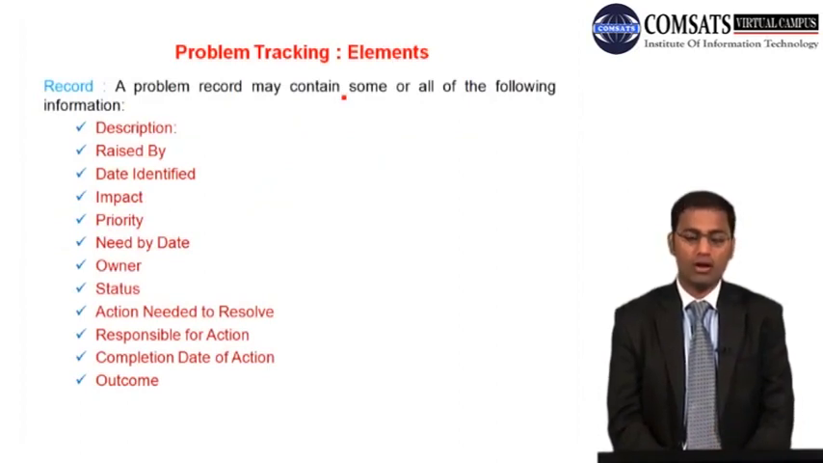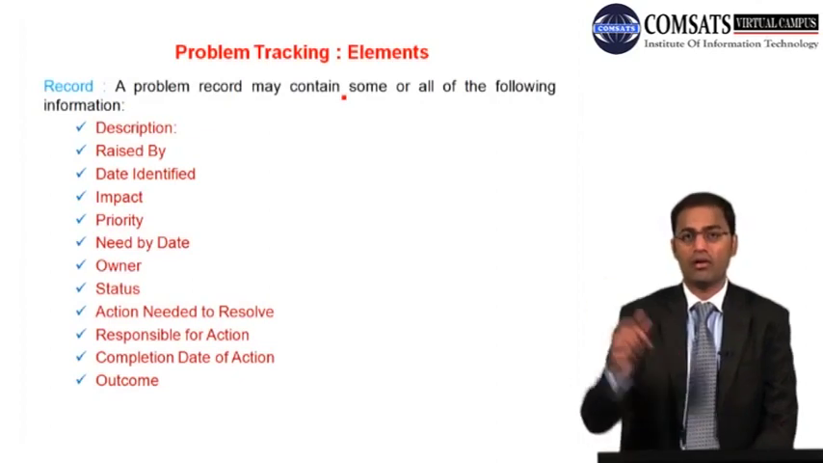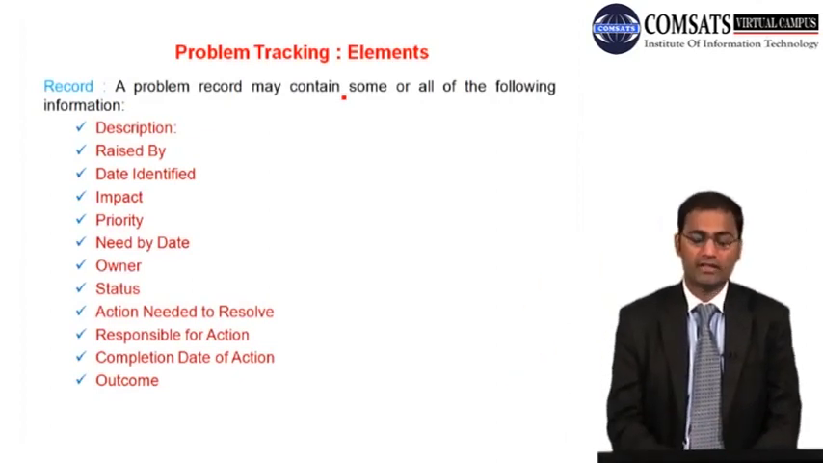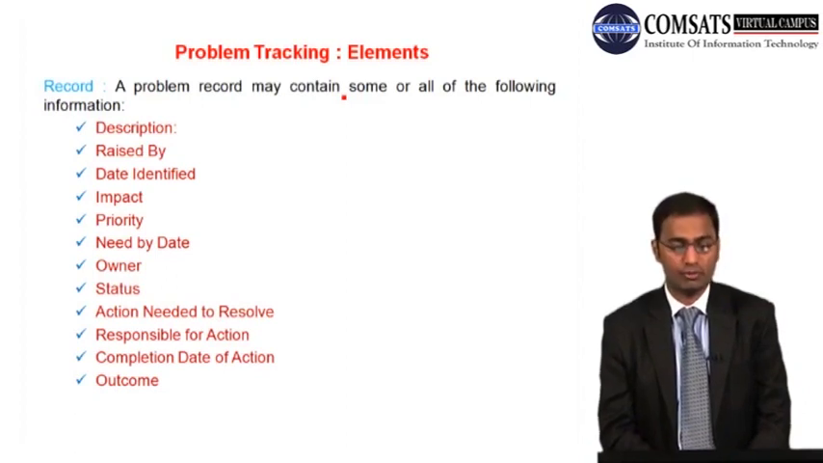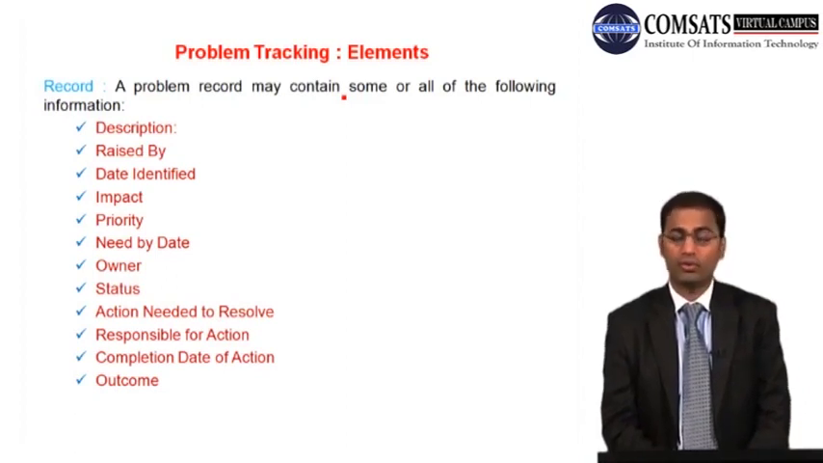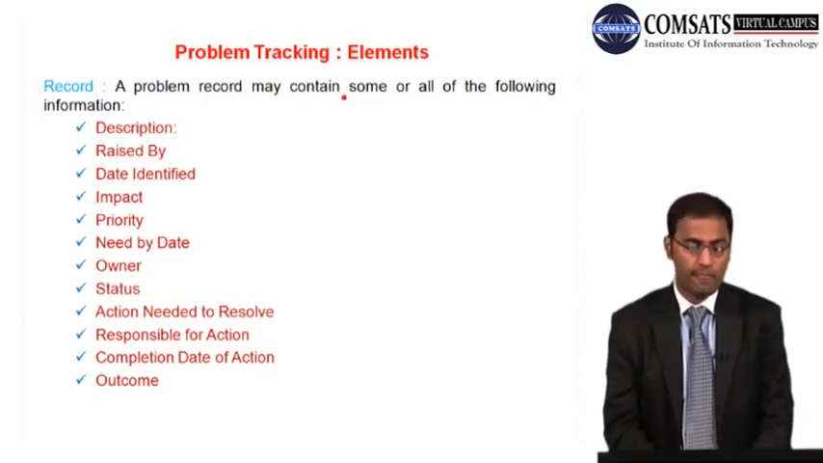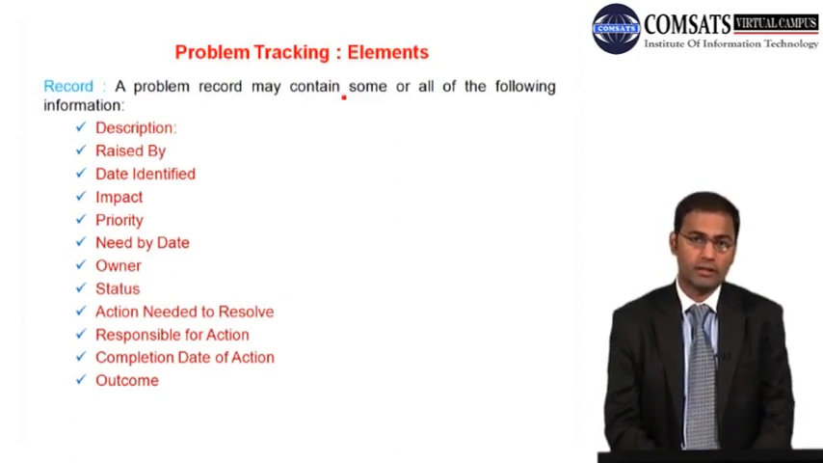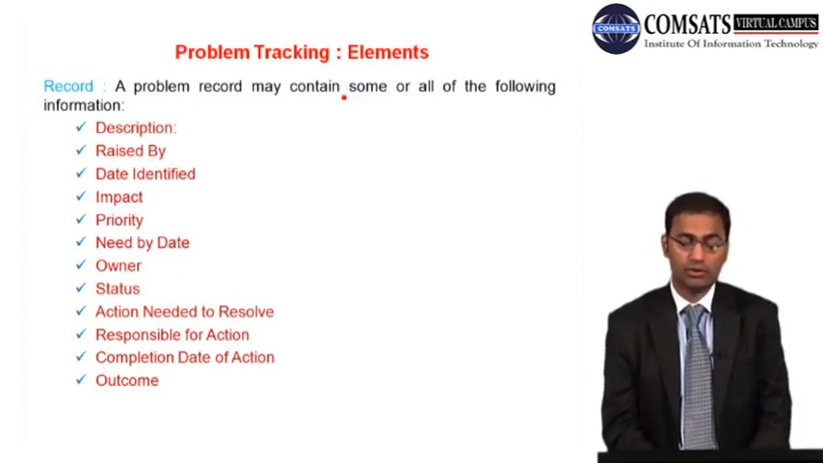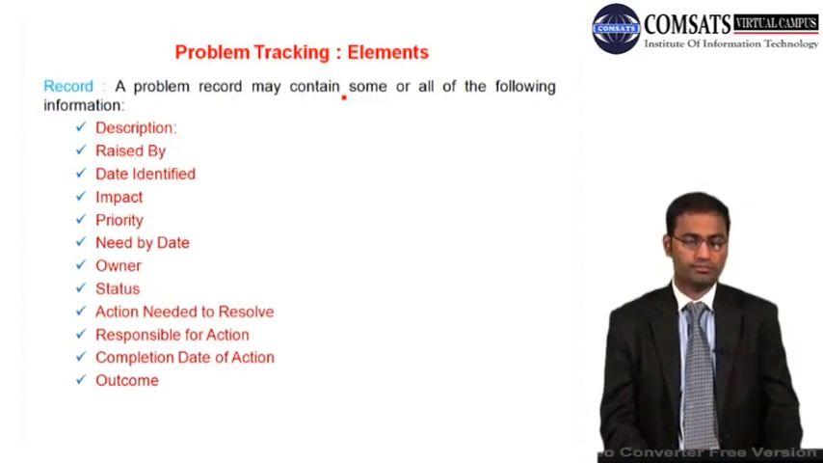And we need to record. A problem record may contain some or all of the following information: the description of the problem, who raised the problem, what date it was identified, and what impact this problem may have on our project objectives. What is the priority, what is the probable end date, and who is the owner of that, and what is the status, and what actions we need to take to resolve, who is responsible for the action, and the completion date of action and outcome.